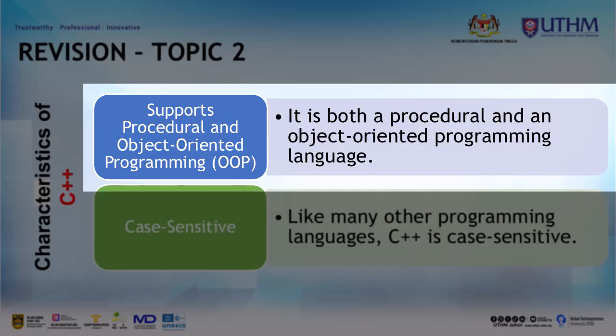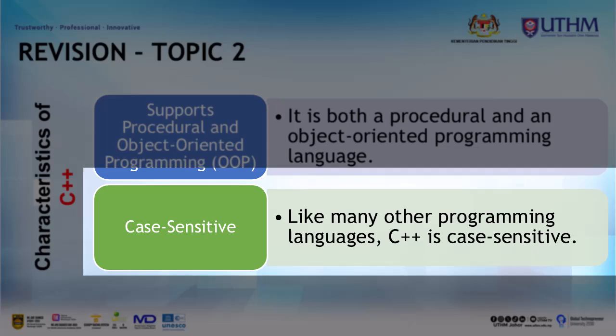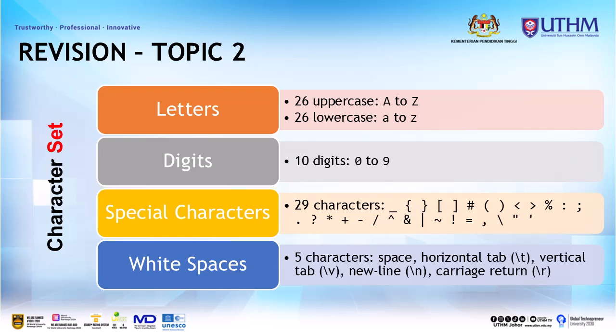Another characteristic of C++ is a hybrid programming language, meaning it supports both procedural and object-oriented programming. It is also case-sensitive, meaning uppercase and lowercase letters are treated as different. Do you remember that C++ has a total of 96 characters? These include 52 letters covering uppercase and lowercase, 10 digits from 0 to 9, 29 special characters, and 5 white space characters. Each plays an essential role in coding, as I explained in detail during my previous lecture.